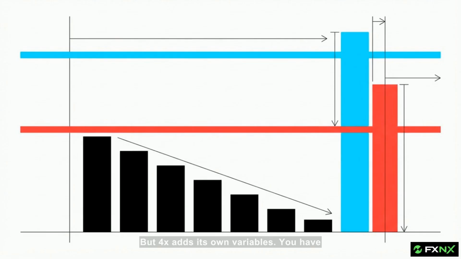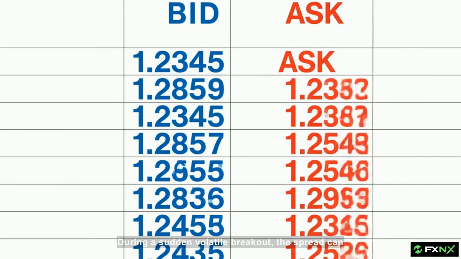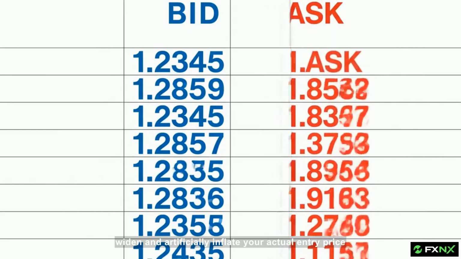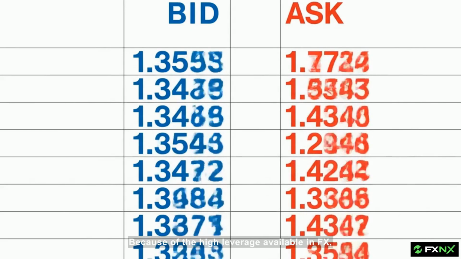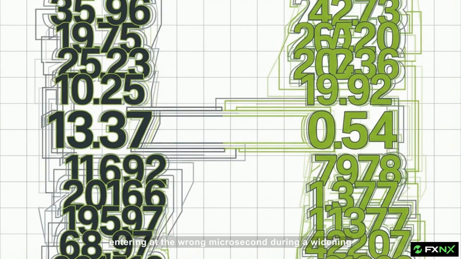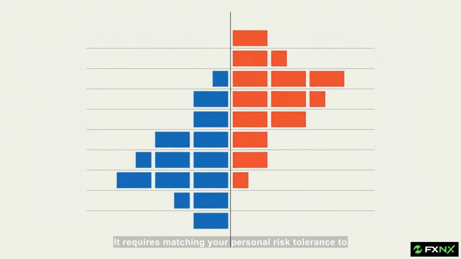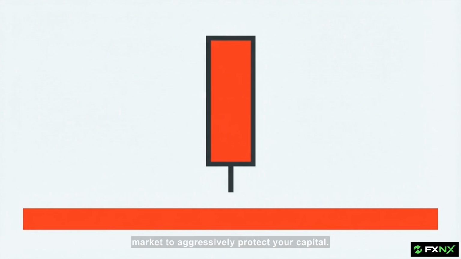But Forex adds its own variables. You have to account for the spread, the difference between the bid and ask price. During a sudden, volatile breakout, the spread can widen and artificially inflate your actual entry price by several pips. Because of the high leverage available in FX, entering at the wrong microsecond during a widening spread can instantly magnify your exposure. Choosing your entry technique isn't a matter of style. It requires matching your personal risk tolerance to the immediate liquidity and spread dynamics of the market to aggressively protect your capital.